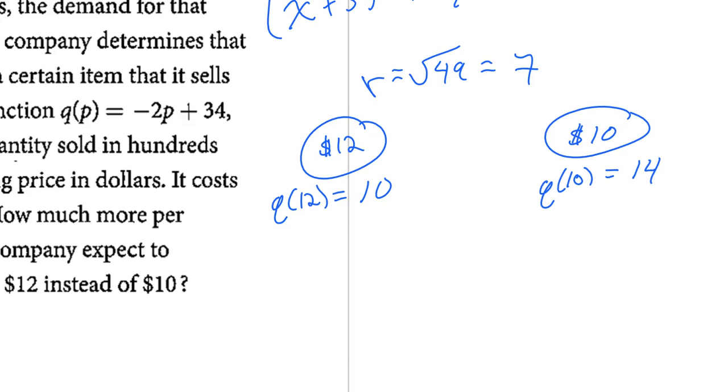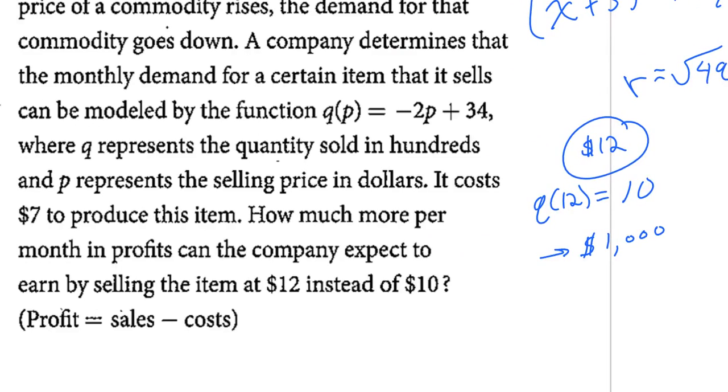And again, we're thinking of this being in hundreds. So if I multiply each of these by 100, in this case, how much I'm going to be totaling in sales, 10 times 100 gives me 1,000. And over here, I will get 1,400. So that's representative of our sales, right?